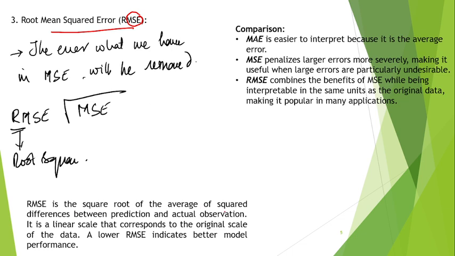RMSE is the square root of the average squared difference between predicted and actual observation. It corresponds to the linear scale. It is easy to remember because it gives you the overall interpretation. It penalizes larger errors by giving more weightage. RMSE combines the benefit of MSE while being in the same unit as the original unit.